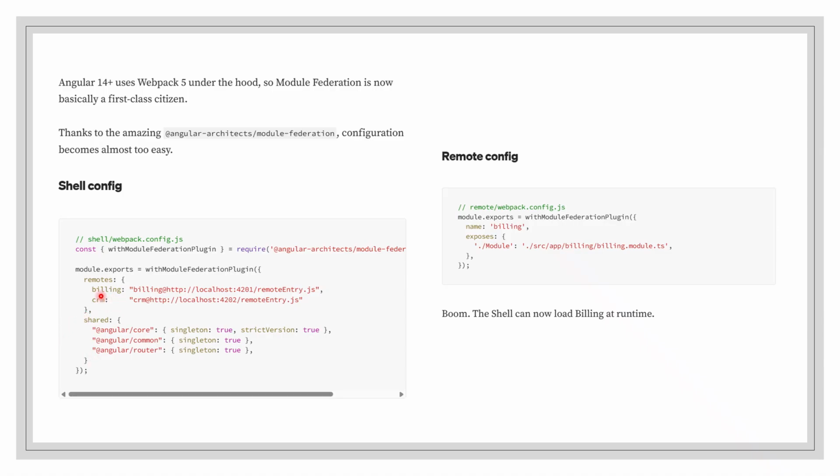Remotes, check out these remotes. They are actually the remoteEntry.js to our individual remote MFEs. And the shared modules are the ones that can be shared across multiple remotes as well. And now let's check out the remote config. The remote config is a lazy loaded what? It just exposes the billing module, individual module of the remote MFE. Boom! What happens? The shell can now load billing at runtime. Cool, na?